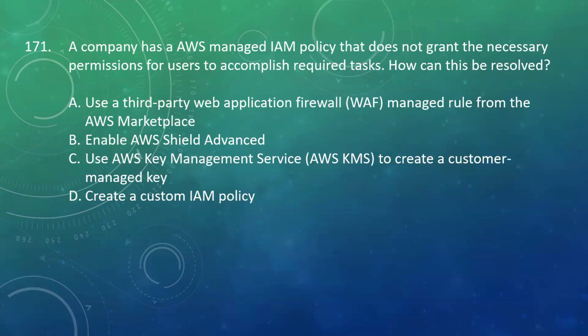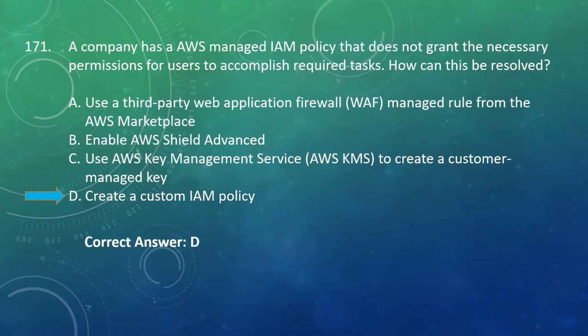Next question. A company has an AWS managed IAM policy that does not grant the necessary permissions for users to accomplish required tasks. How can this be resolved? Your options are: use a third-party web application firewall managed rule from the AWS Marketplace, enable AWS Shield Advanced, use AWS Key Management Service (KMS) to create a customer managed key, create a custom IAM policy. And the correct answer here is create a custom IAM policy.